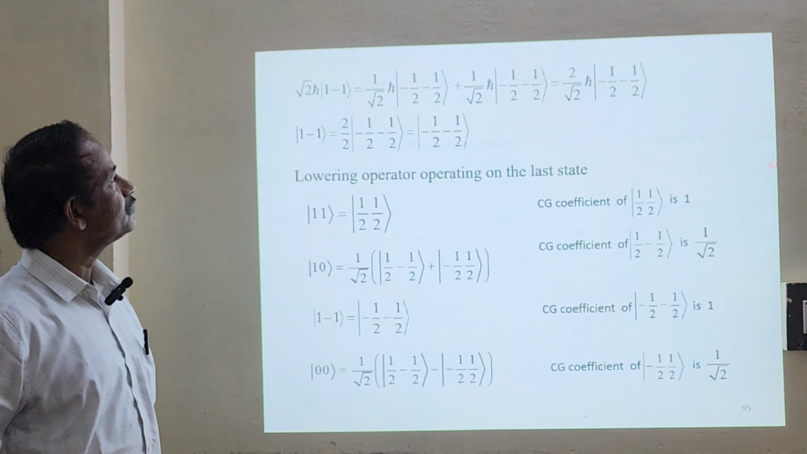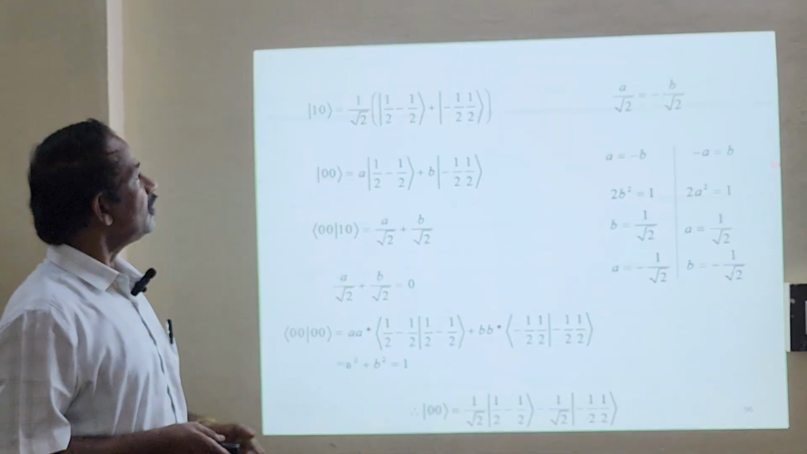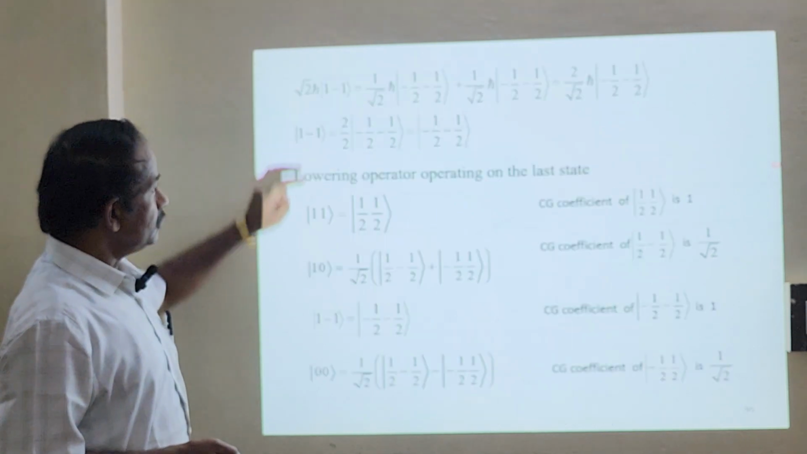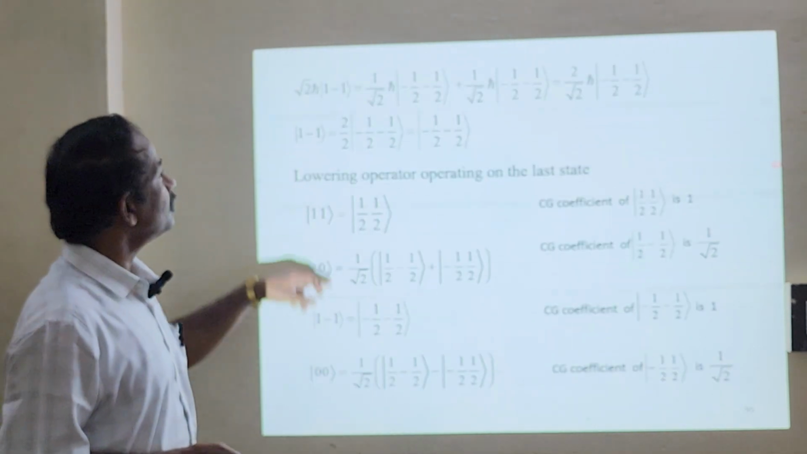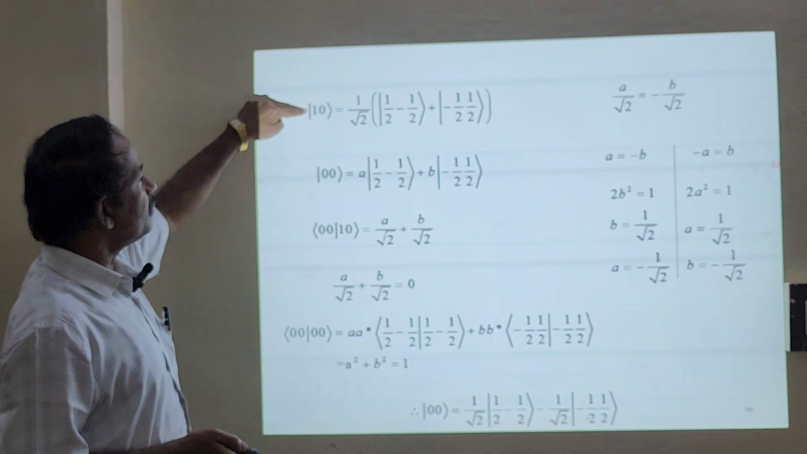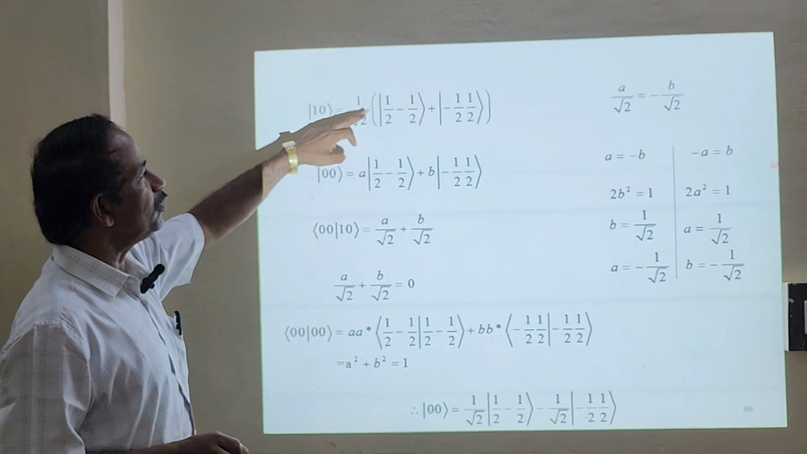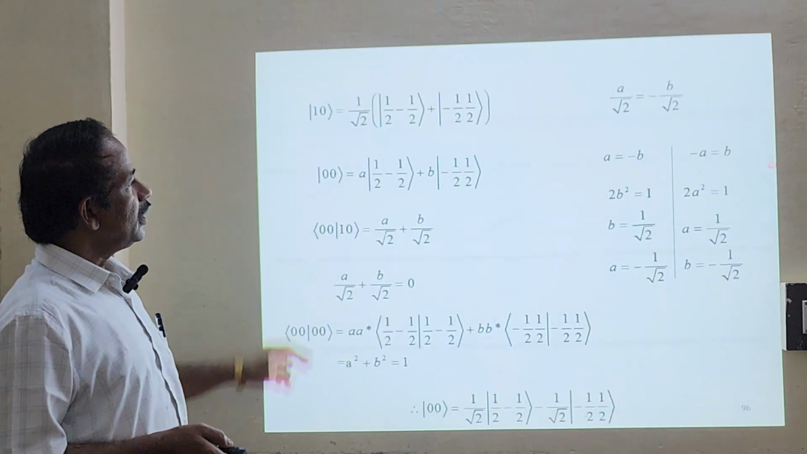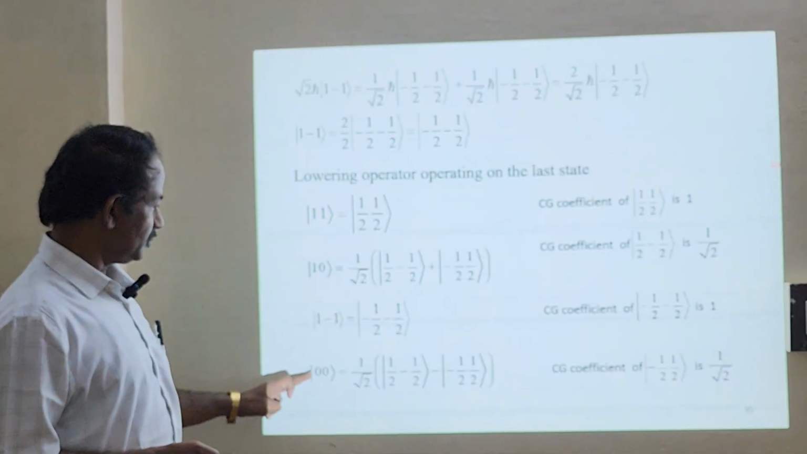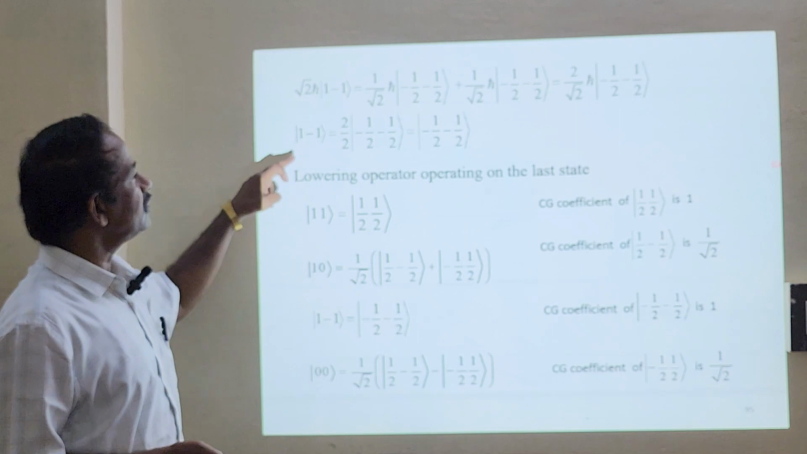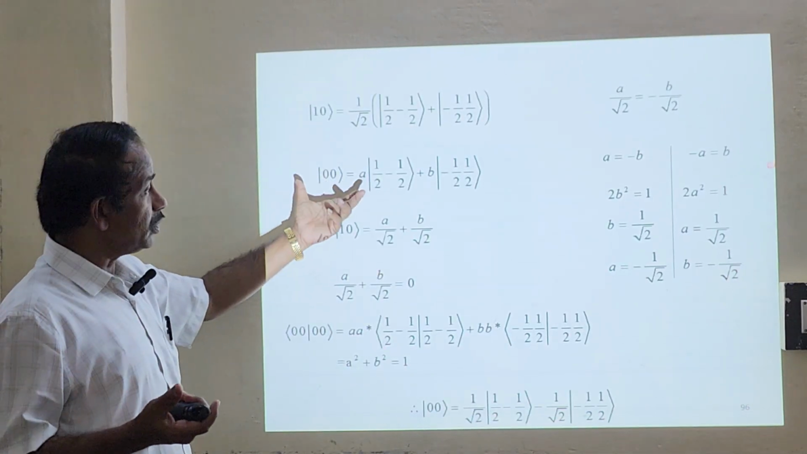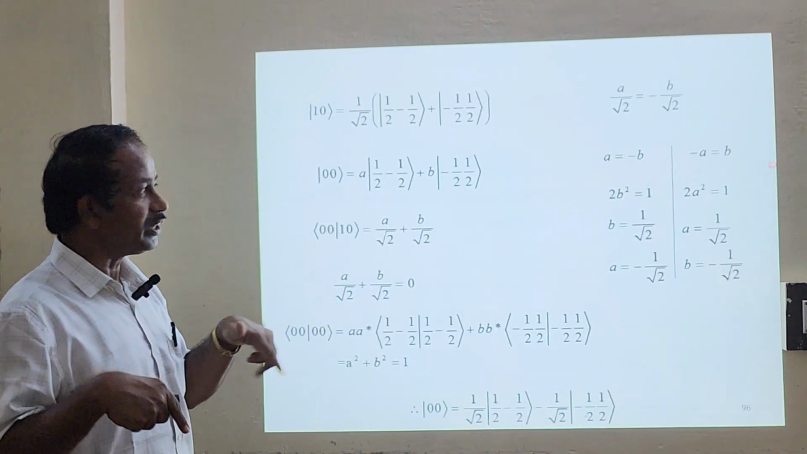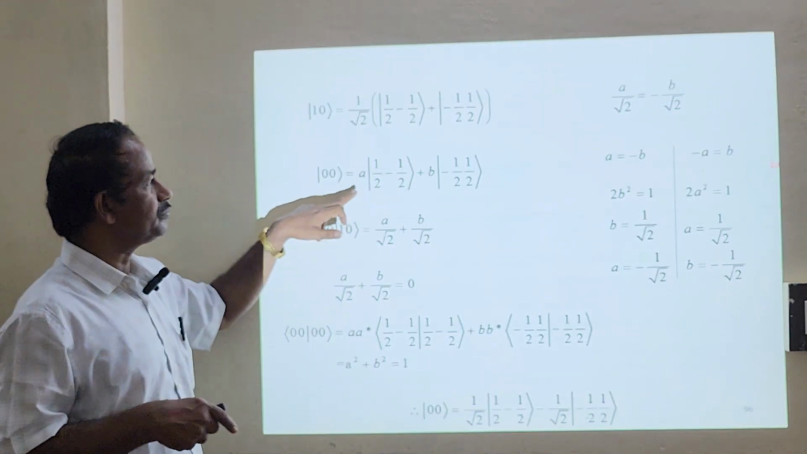Is it okay? So now this is plus and minus. So first we will calculate for 1, 0, 1 by root 2, 1 by 2 minus 1 by 2, minus 1 by 2, 1 by 2. And we know that 0, 0 is given by, we do not know. That's why we are going to insert now A, B, we are going to find out what is the value of A and B.